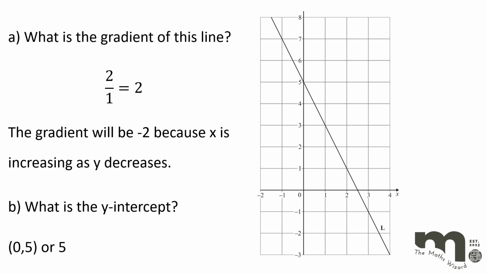Okay, and here are your solutions to these then. So again, we've got a very similar sort of situation to what we had previously. If we're going down 2 and then across 1, we do 2 divided by 1, we will get 2, but the gradient will be minus 2, and that's because as x is increasing, y is decreasing. So because x is increasing and y is decreasing, that will result in a negative gradient. And then with our y-intercept, it's just going to be 0, 5 for that one there.